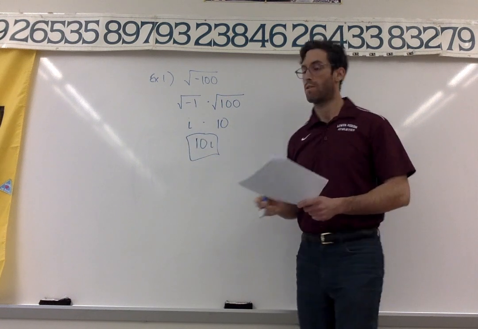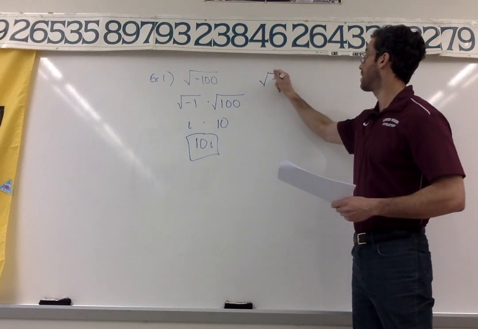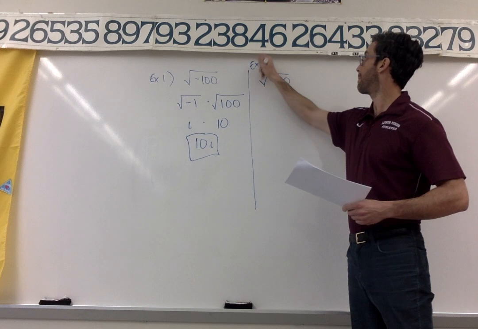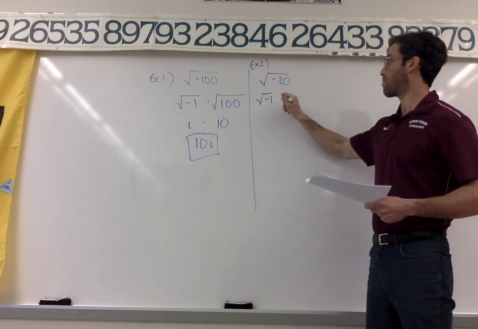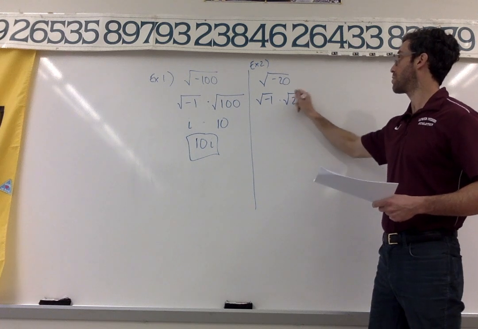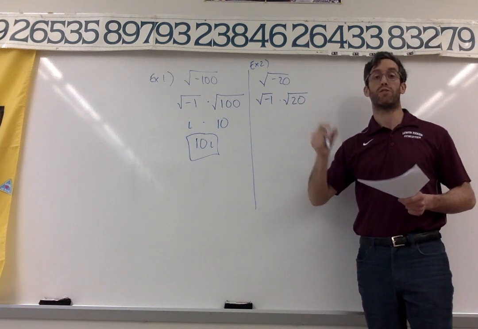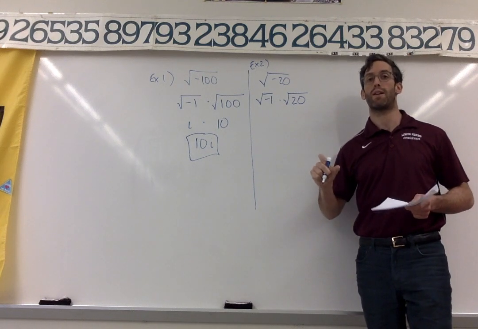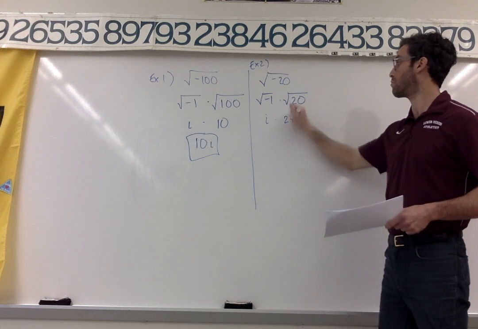That's all. The next one is the square root of negative 20. Example 2. And this one, same idea. We start by writing the square root of negative 1 times square root of 20. Square root of 20, you should know, simplifies to 2 root 5, because 20 is 4 times 5. So we have i times 2 root 5.